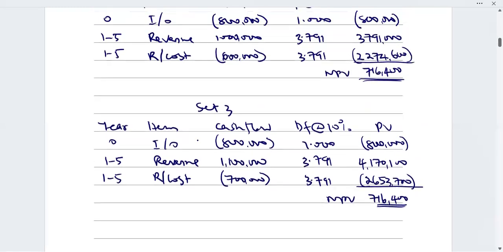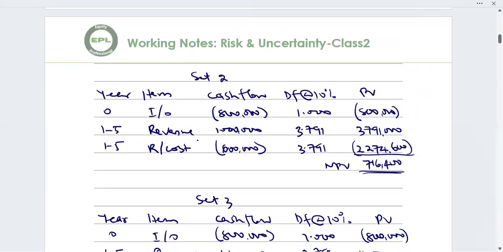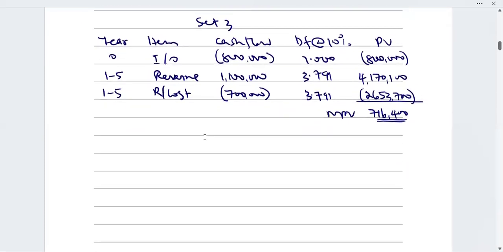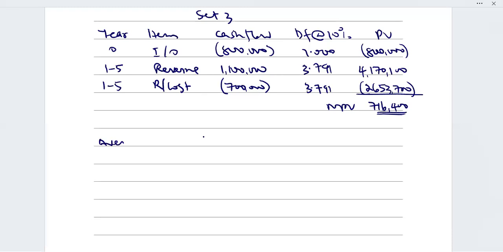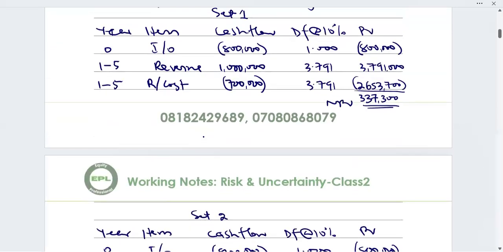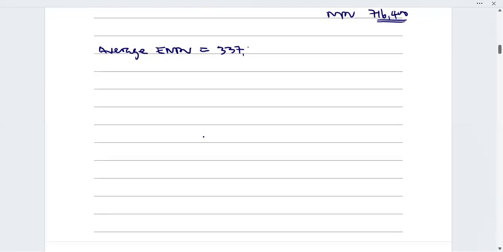So now that we have the NPV for all the sets, you can't have 3 different NPVs. It has to be only one number, but you have 3. So all you need to do is find the average expected NPV. Therefore, average expected net present value would be equal to the first one, 337,300, plus 716,400, plus 716,400. Because we added 3 different numbers together, you have to divide by 3.